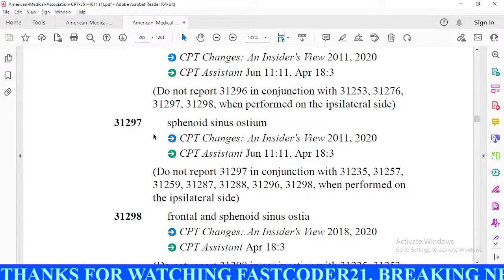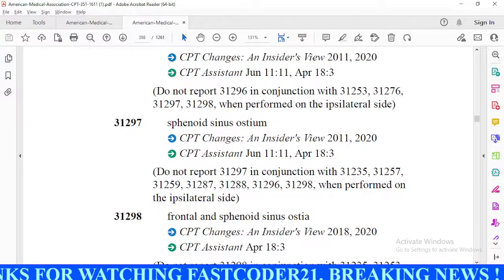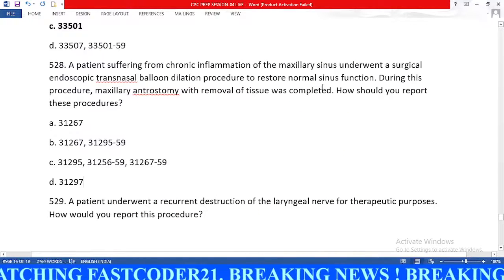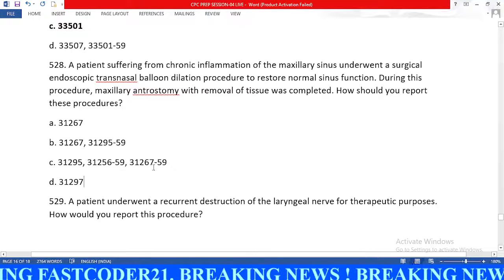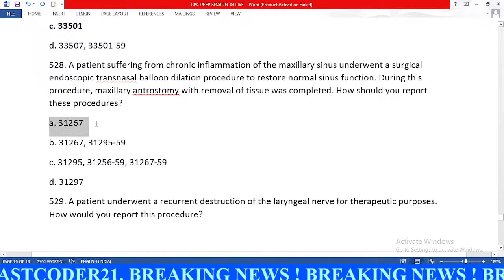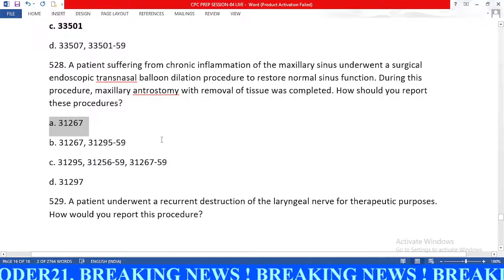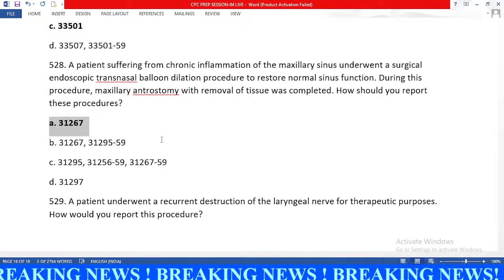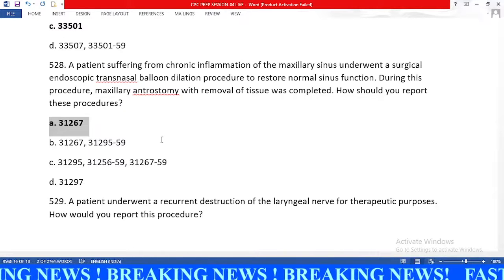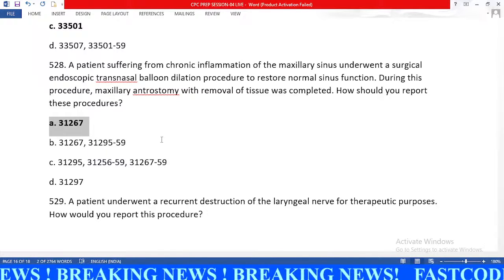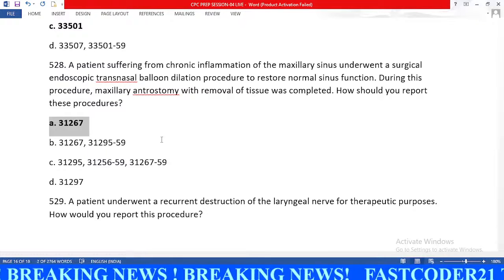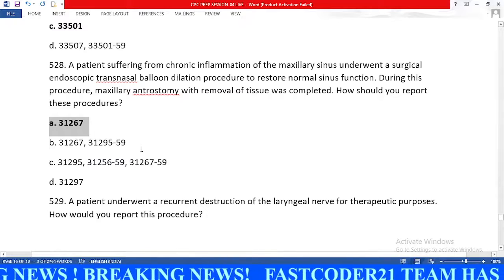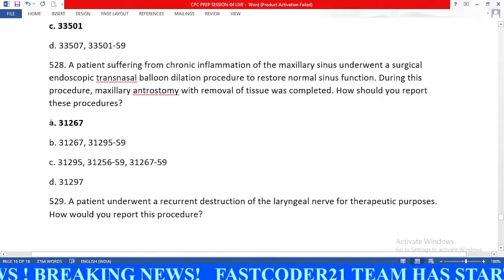So 31297 is related to the sphenoid sinus ostium, but our question contains the maxillary sinus. So 31297 is also wrong. Here our answer is 31267. Why 31267? Whenever the physician performs maxillary antrostomy with tissue removal, we can't code a balloon dilation code. So we can't code the transnasal balloon dilation code using the CPT guideline. So here our answer is 31267.